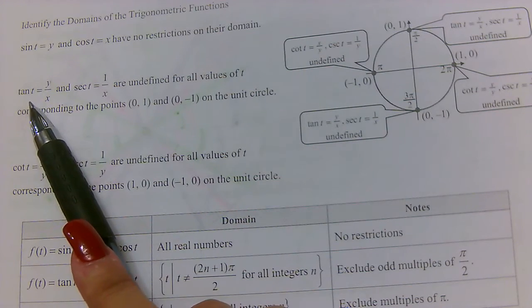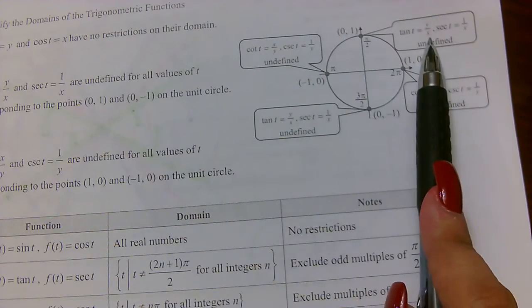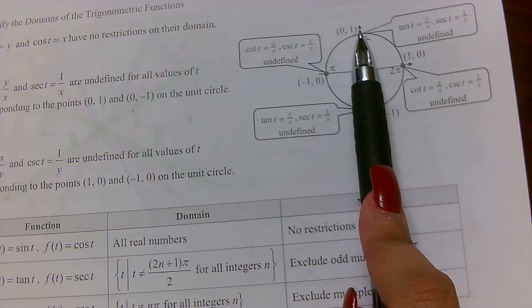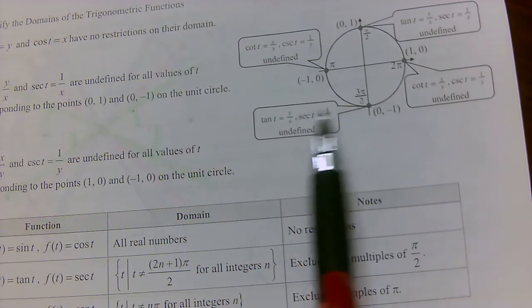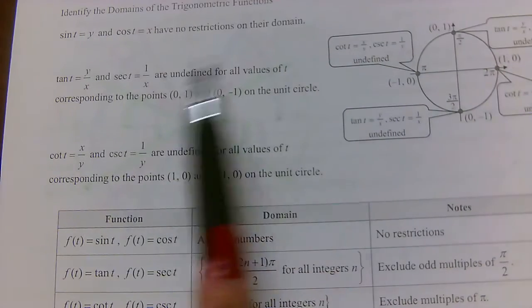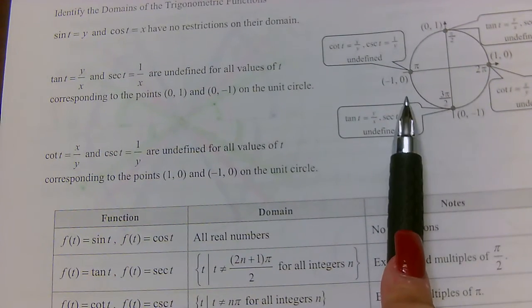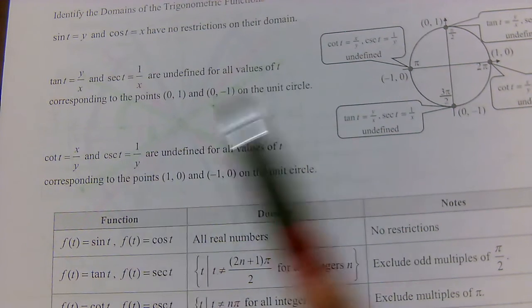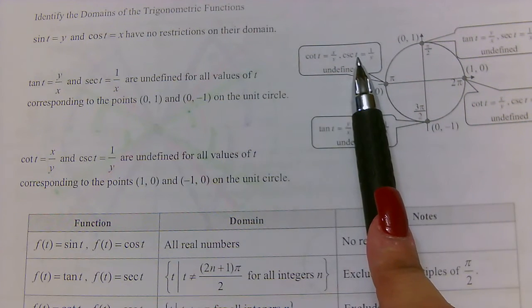The other restrictions we had here, we said x couldn't be equal to 0 because then it will cause it to be undefined. So if I'm looking at my graph here, x is going to be 0 up here, and down here, x would be 0. Okay, so the tangent and your secant functions are undefined at those values.